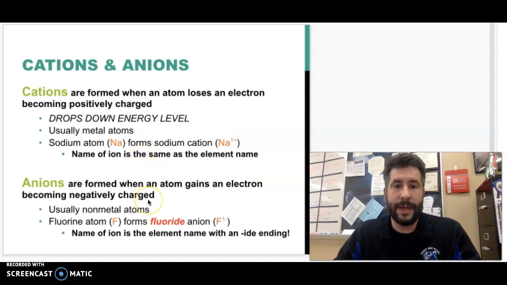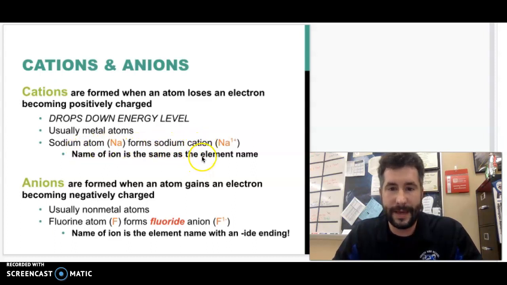Likewise, anions are negative ions, and so that means that they have gained negative electrons. And so usually those are going to be our nonmetal atoms. What we're going to do to distinguish between the neutral atom and the anion is we're going to put an IDE ending at the end. So fluorine is the neutral atom F, fluoride is the anion. With cations, we just use the same name, but sometimes we'll say cation after it. So sodium atom, sodium cation, just for naming purposes.